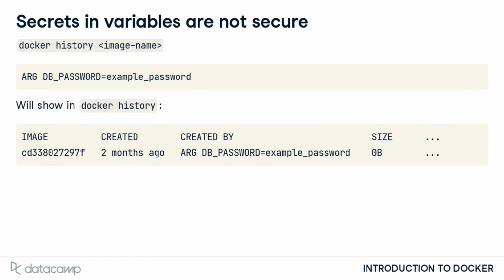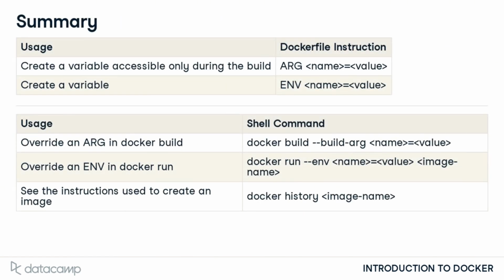If, instead, we pass variables at build or start time, they can be found in the bash history of the host or image. The bash history is a list of all shell commands executed by a user. Keep in mind that if we use secrets to create our image without using more advanced techniques to hide them, they will be shared with anybody we share the image with. Here is a summary of the new commands and instructions you can refer back to when completing the exercises.